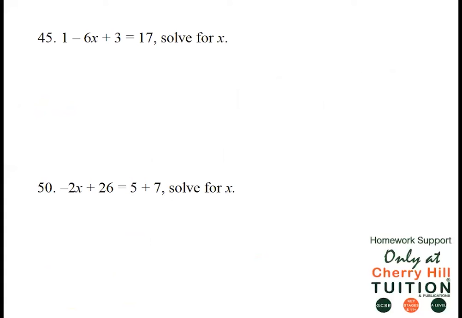So we now have 1 minus 6x plus 3 is equal to 17. I am hoping that you already realized that we could simplify this without any further calculations. The 1 and the 3 are like terms, therefore we can collect them and make this equation a little bit more simple. So we can rewrite this as 1 plus 3, which is 4, minus 6x is equal to 17.